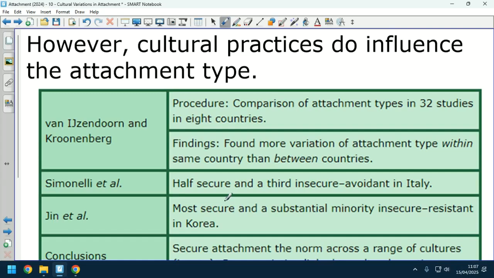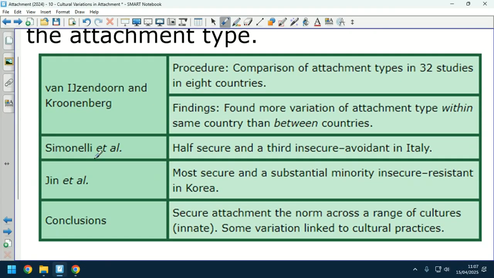So what we have here is taken from the Illuminate textbook. Once again, it's the lifeline, the basic ideas, where you have on the left the concept that you perhaps need to remember, and on the right, one or two sentences to explain it. And so what we see here is that if you were trying to focus on the knowledge aspect of this particular topic, you should look at Van Ijzendoorn and Kroonenberg, you should look at Simonelli and possibly Jin as well.